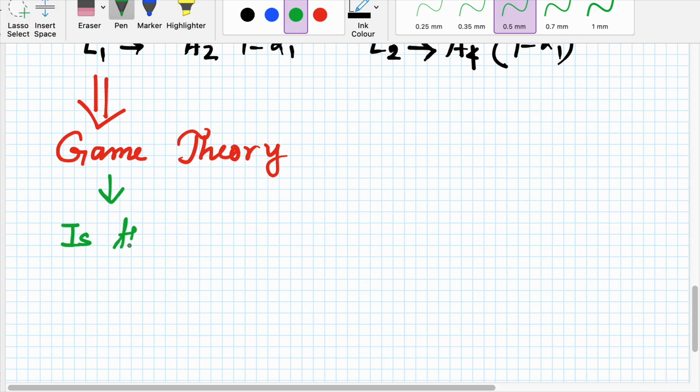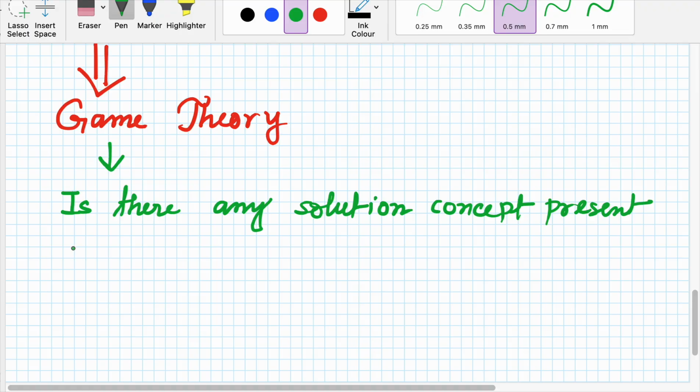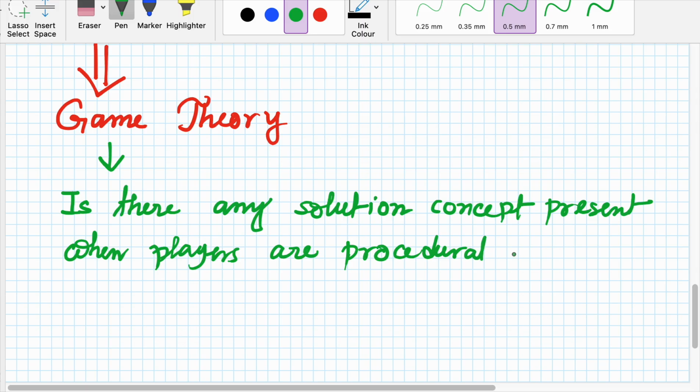is there a solution concept present when players are procedurally rational?